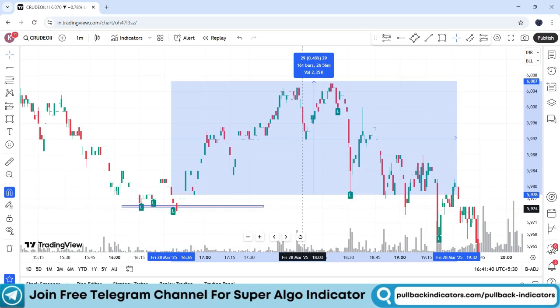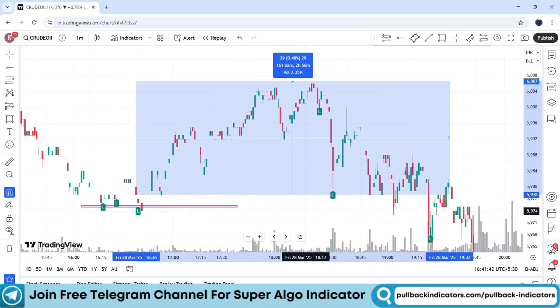So this strategy is simply based upon the psychology. We only have to observe where stop loss hunting is taking place. So once you are familiar with the stop loss hunting areas, then it will be very much easier to grab the big momentums of the market.